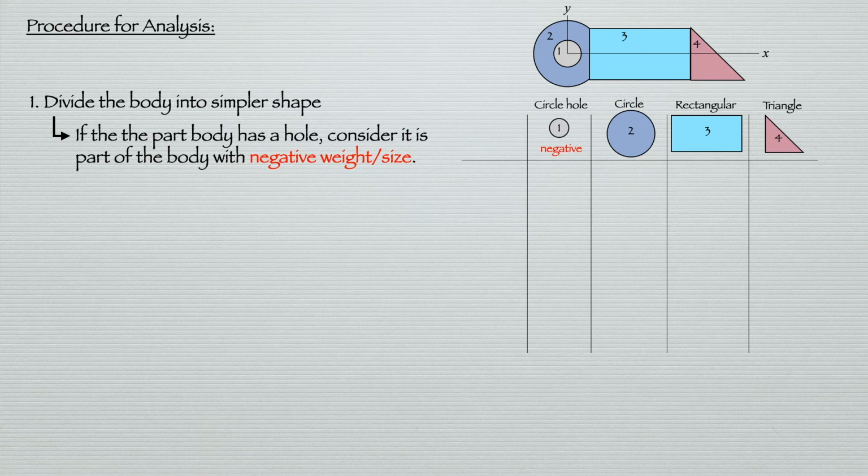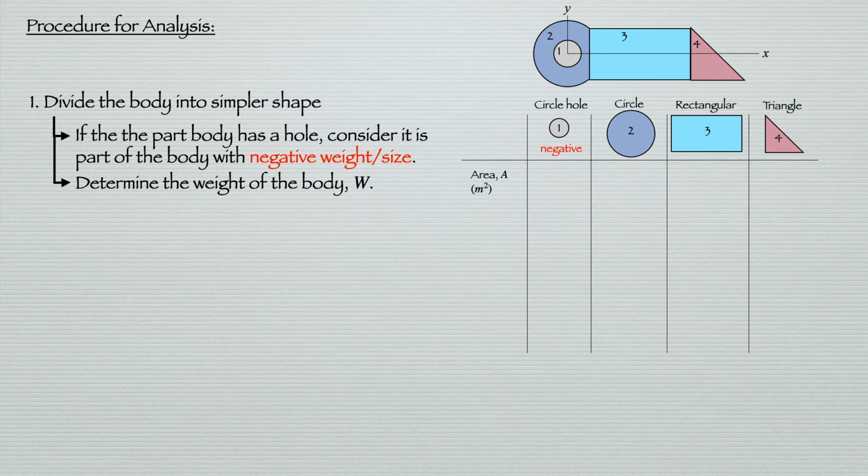So this means the area or the volume or the weight of the body must be in the form of negative, because it is a hole. Next, determine the weight of the body W, or the area or the volume or the length. In this case, the example that I gave here is about the area.